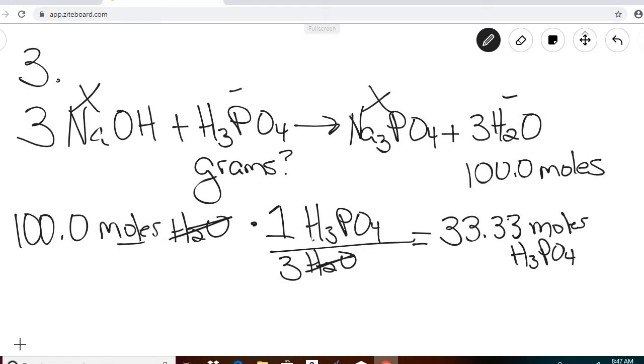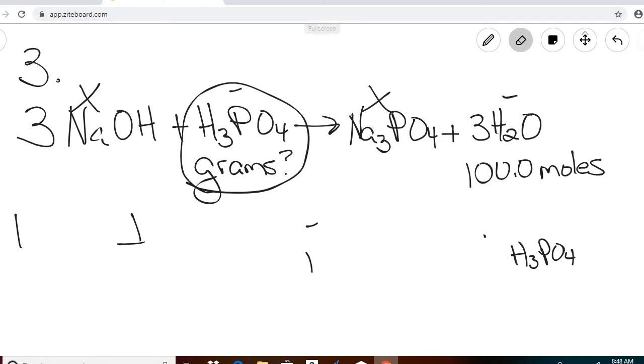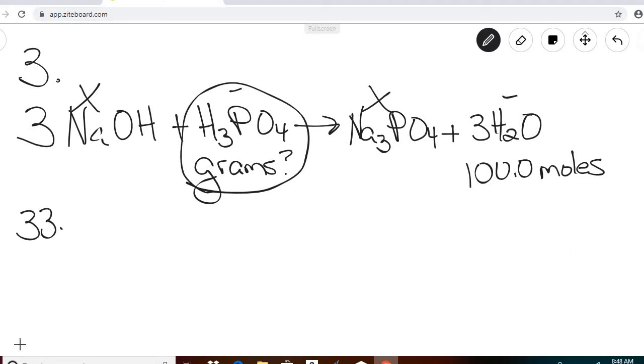Okay, so now we know the moles of H3PO4, but the question asks us grams. So now it's just a matter of converting those moles to grams. Let's erase this and give us some space. Okay, so we had 33.33 moles of H3PO4.